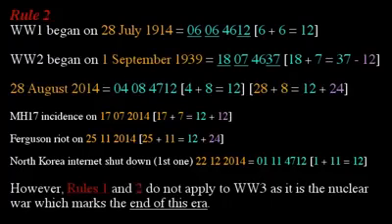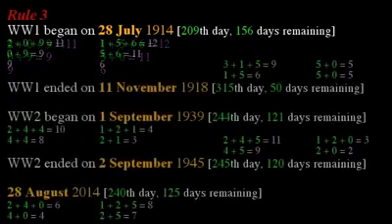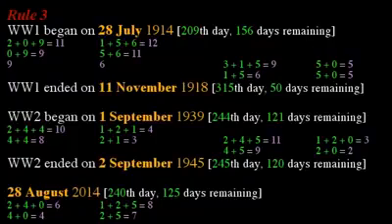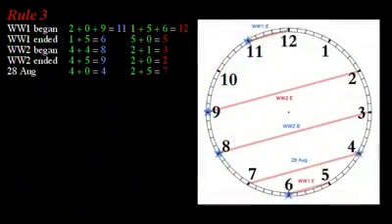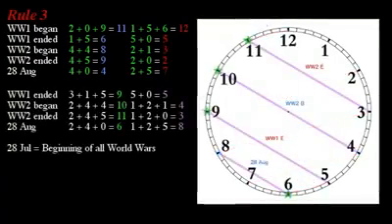However, rules 1 and 2 do not apply to World War III, because it is the nuclear war which marks the end of this era. The 28th of July is the 209th day of the year, 156 days remaining. These numbers can be compressed to yield new numbers. The same can be done for other dates. And if we plot these numbers on a clock, then we have perfect alignments. Note that the 28th of July is not shown on this clock, because it is the beginning of all world wars.